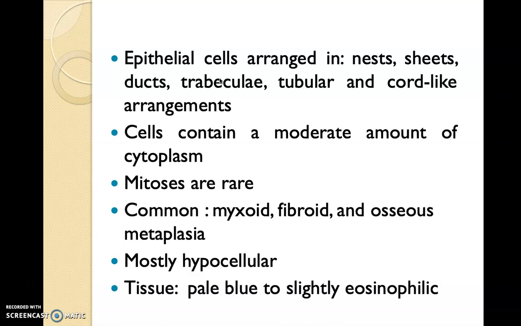Mitosis is rare, because you have to remember, if it's malignant, usually there will be high mitosis and the cytoplasm will become less compared to the nucleus. The stroma will be myxoid or fibroid or osseous, but the most common one just now is chondroid. And usually it's hypocellular. It means the stroma is more striking compared to the cellular component.